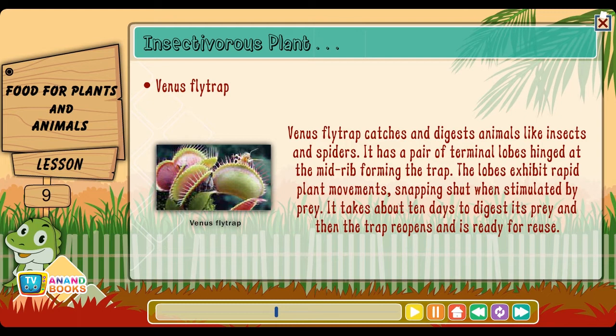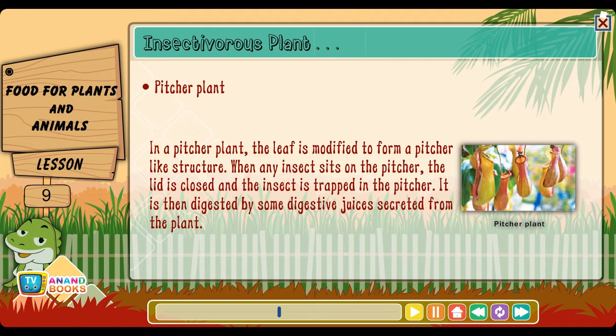Pitcher plant. In a pitcher plant, the leaf is modified to form a pitcher-like structure. When any insect sits on the pitcher, the lid is closed and the insect is trapped in the pitcher. It is then digested by some digestive juices secreted from the plant.